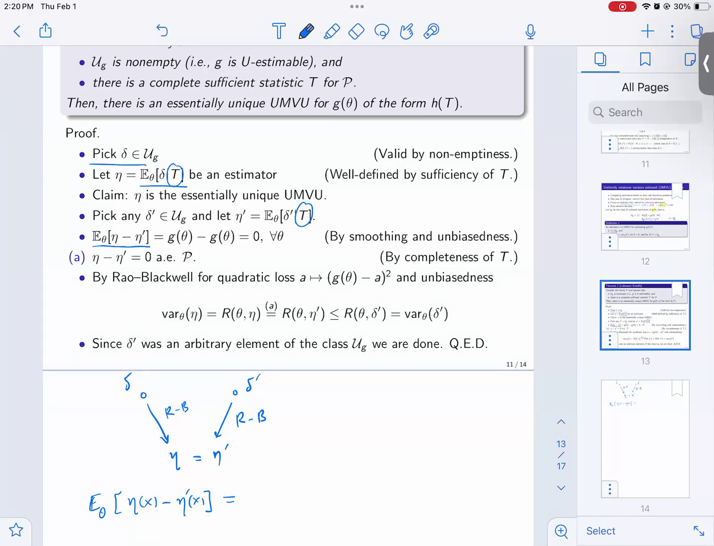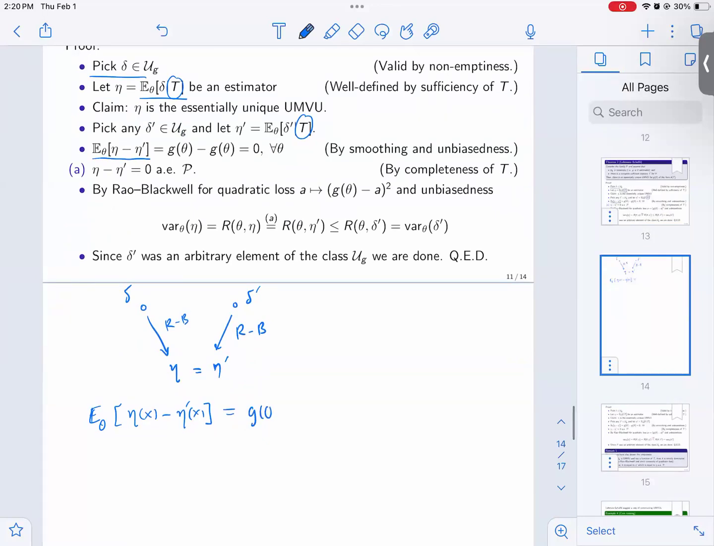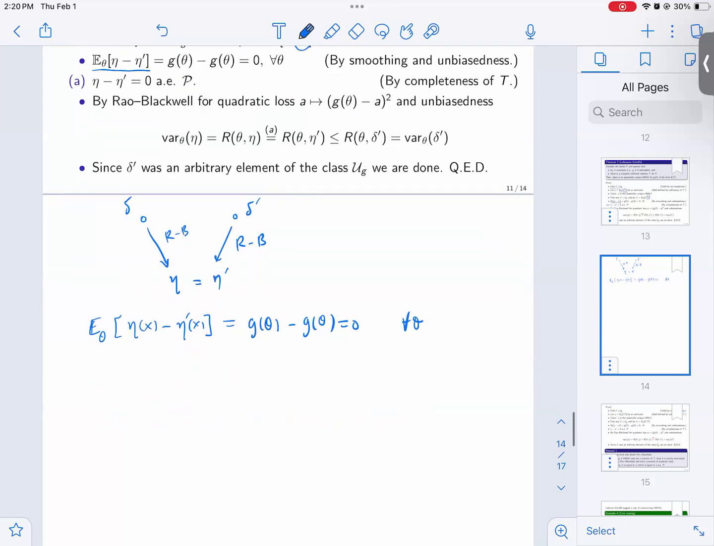By the power property, the expectation of eta is the same as the expectation of delta, and the expectation of eta prime is the same as the expectation of delta prime. The expectations of delta and delta prime are both the same by assumption, since they're unbiased. So this is g of theta minus g of theta, which is 0, identically for all theta.